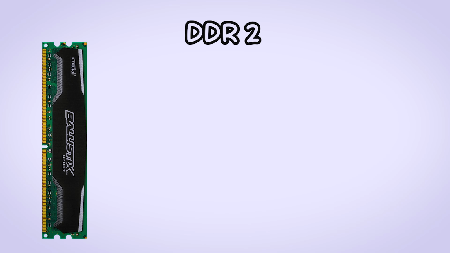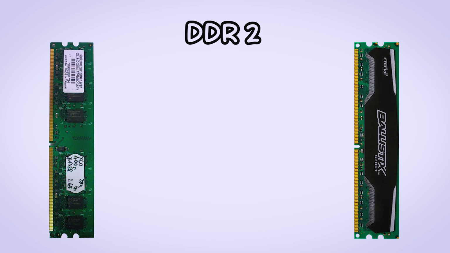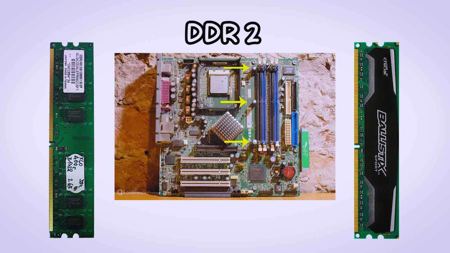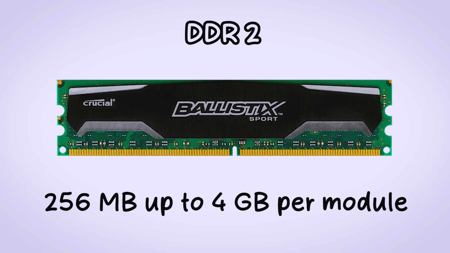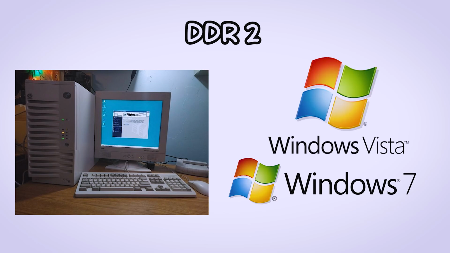The bandwidth jumped to a maximum of 8.5 gigabytes per second, which made a noticeable difference for gaming and video editing. DDR2 modules used 240 pins, a different physical design from DDR1, so you couldn't accidentally install the wrong generation in your motherboard. Capacities ranged from 256 megabytes to 4 gigabytes per module. You'd find DDR2 in mid-2000s computers, particularly those running Windows Vista and early Windows 7 machines.